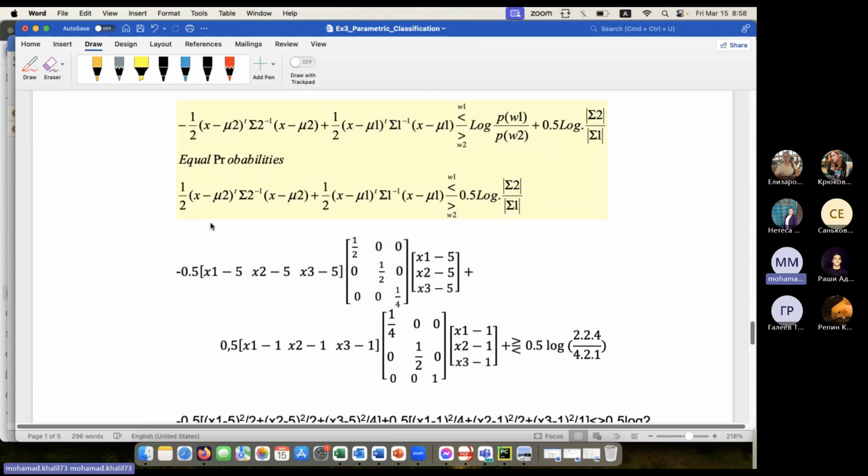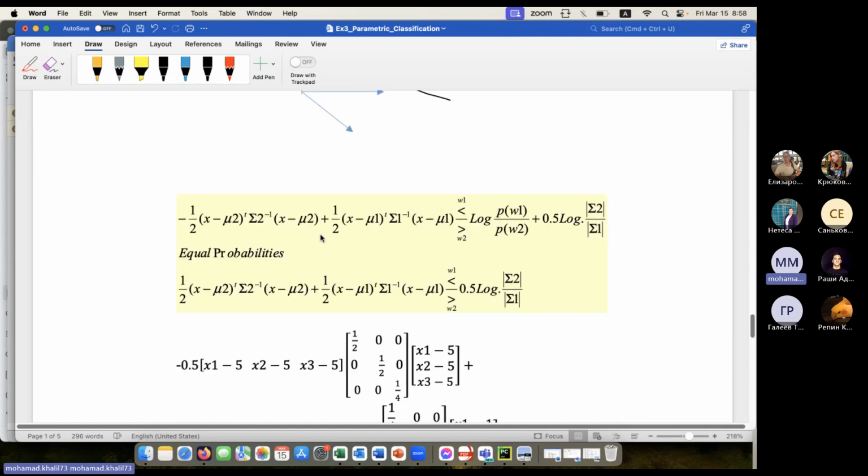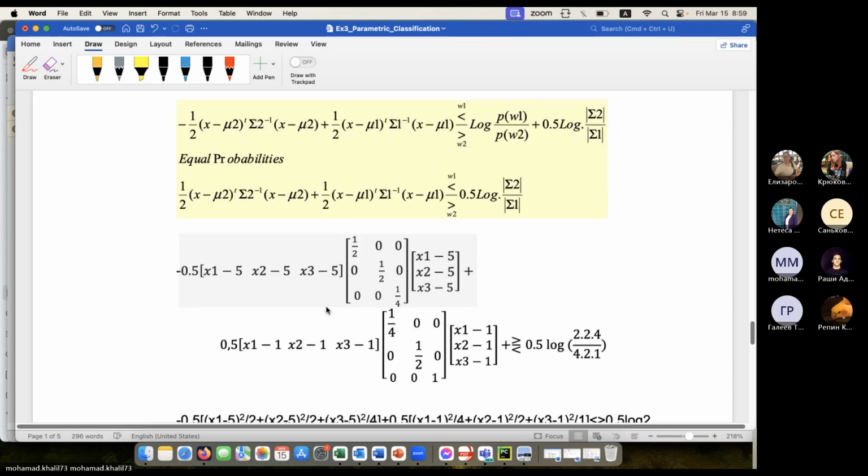Look, what is x minus mu2 transpose? It is x1 minus 5, x2 minus 5, x3 minus 5. You see? What is sigma 2 inverse? Sigma 2 here: 2, 4, 1 over 2, 1 over 4, 1 over 2, 1 over 2, 1 over 4. And x minus mu2, not transposed, so it will be one column: x1 minus 5, x2 minus 5. Plus, here you have minus. Exactly. Plus 1 over 2.